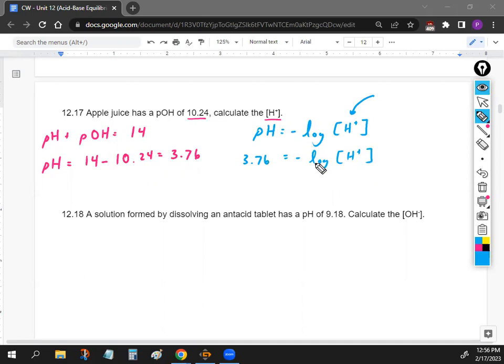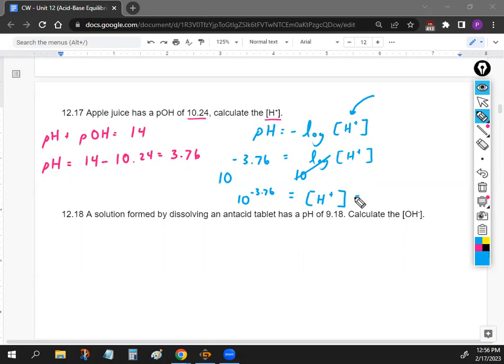Now we need to get rid of this log. If you guys remember from your algebra classes, well, first thing we need to do is move the negative to the other side. I'm going to do that. But if we want to get rid of a log, we can do 10 to the power of all that stuff. 10 to the power gets rid of the log, and you're going to end up with H plus concentration on one side, and then you'll have 10 to the power of negative 3.76. And that's how you can get rid of a log in order to figure out H plus concentration, okay?